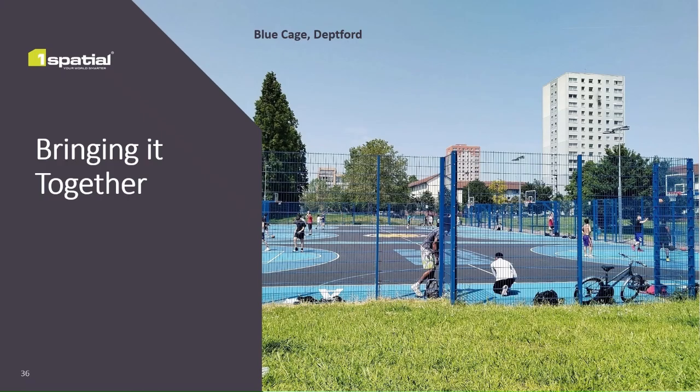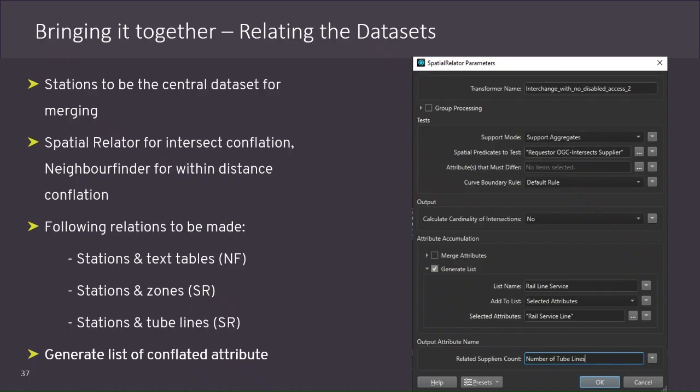So now, bringing it all together and doing the conflation part. We want to essentially relate all the data sets together. So stations we're going to use as a central data set for merging. So essentially all of the different information that we've pulled out of the PDF is going to go onto the station data set. So the spatial relator was used for the intersections, and the neighbor finder was used for within distances.